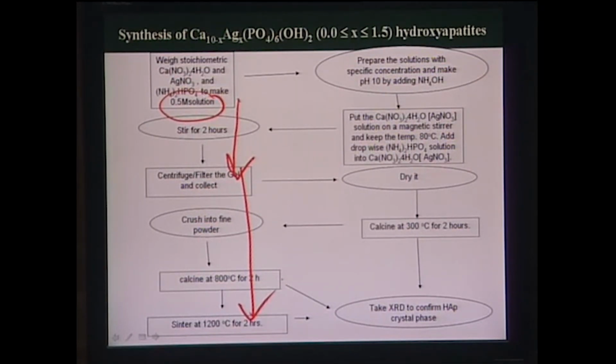After sintering at 1200 degrees Celsius for 2 hours, you do the XRD to confirm the hydroxyapatite crystal phase, as well as the AFM analysis, etc. In all these cases, we have used high purity chemical precursors, and made sure that we calcine at 800 degrees Celsius for 2 hours, so that you get phase pure hydroxyapatite silver powders.